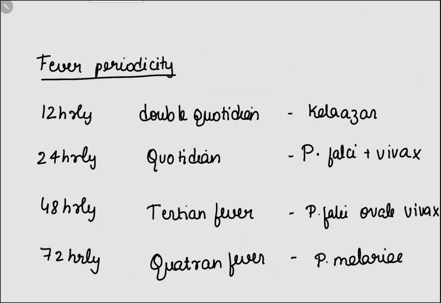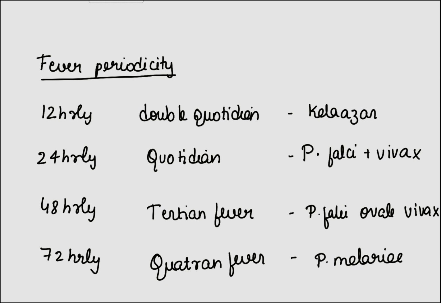And coming to the last part in the temperature examination, we look at fever periodicity, that is 12 hourly, 24 hourly, 48 hourly, 72 hourly. So if it comes 12 hourly and there is a gap of 12 hours, it's called double quotidian. It's seen in Kala-azar. If it's 24 hourly, it's called quotidian. It's seen in falciparum and vivax, Plasmodium falciparum and Plasmodium vivax.